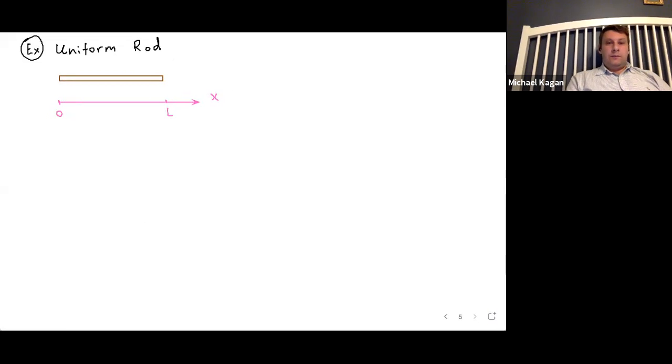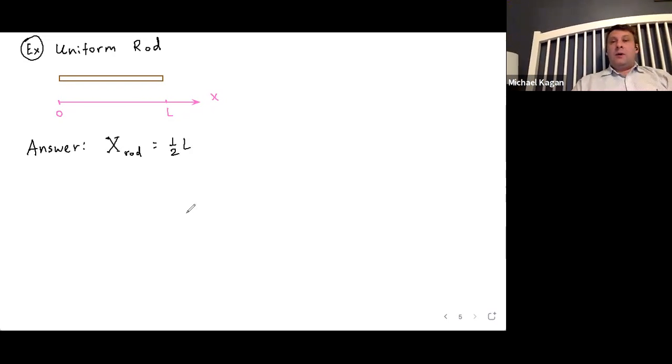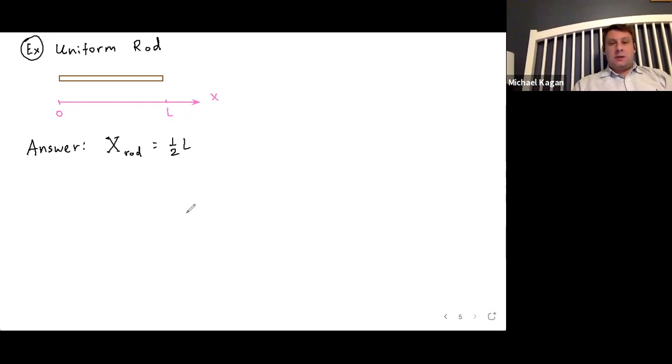Then we know the answer, right? We know that the center of mass of the rod is what? 1/2 L, right? In the middle of the rod. So let's do the integrals and see how they work out to give us this answer. And then we'll switch to more interesting examples.